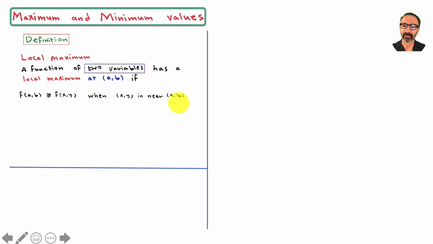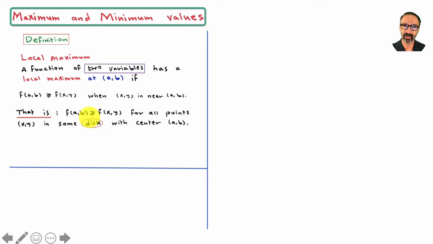In calculus 1, we talk about the interval a to b. And we say f(x) is the smallest or the maximum when x varies from a to b, within that interval. Here, when we say near, it's not fully clear, but it means a region containing (a, b). We're going to talk about more details in just a few minutes.